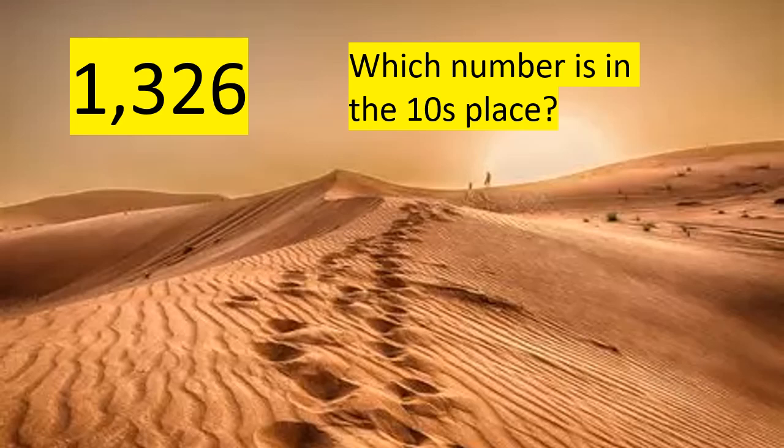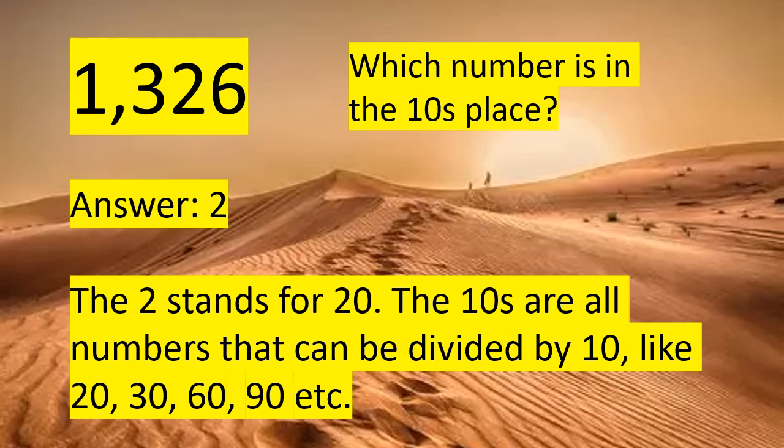And the next one, 1326. Which number is in the tens place? And the answer is 2. The 2 stands for 20. The tens are all numbers that can be divided by 10, like 20, 30, 60, 90, etc.